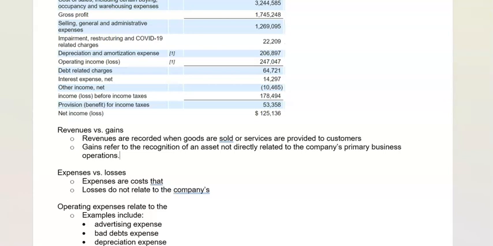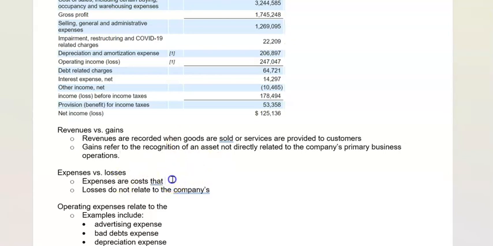Think about the gain on the sale of a building. The asset that was received was cash, and it was greater than the book value of the building that was sold. So this is going to increase the company's net income, but it's not directly related to what the company's in business of doing, assuming it's not a real estate company.